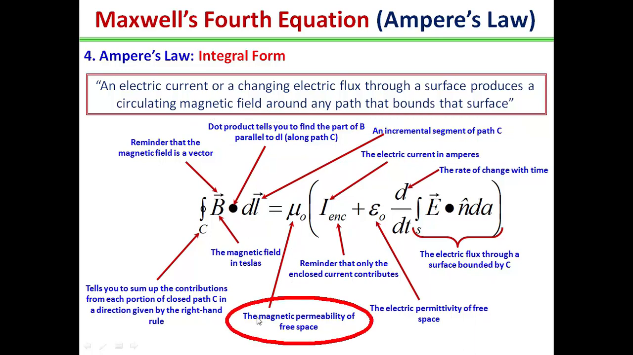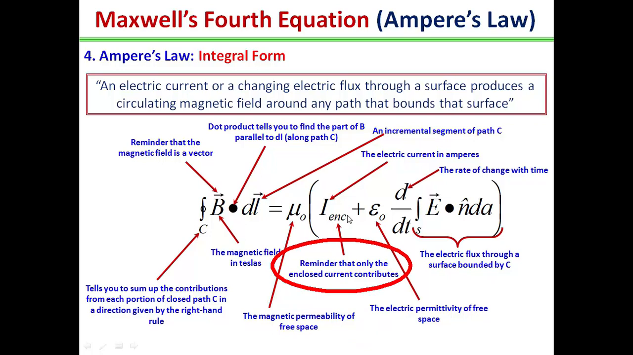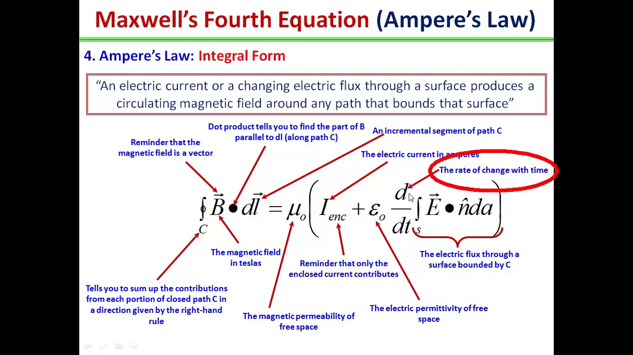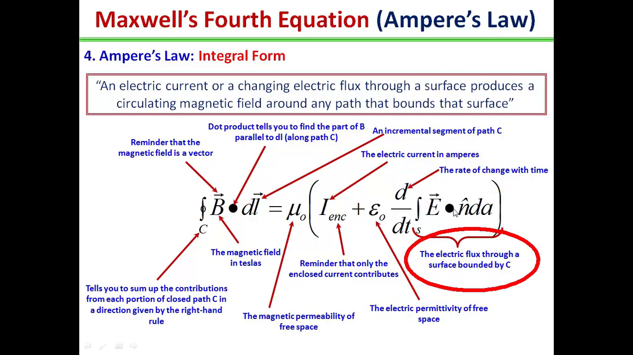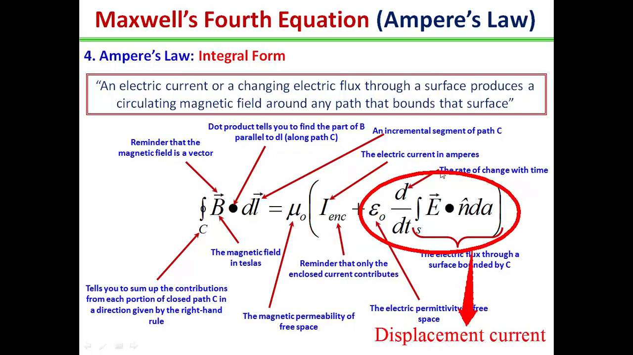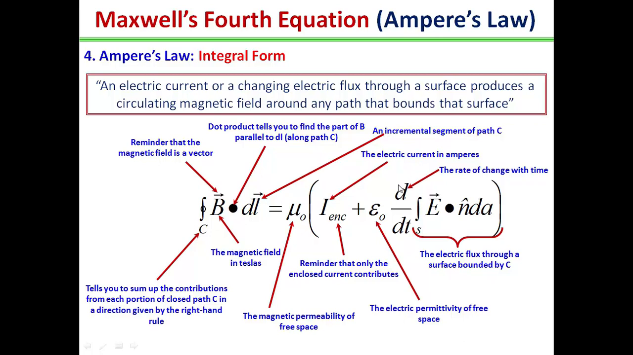Mu naught is the free space permeability, and I enc is the enclosed current whose contribution will be taken into account, and epsilon naught is the electric permittivity of free space. d by dt represents the rate of change with time, and the surface integral E dot n cap dA is basically the electric flux through a surface bounded by path C. So in this equation, the first term is the conduction current term and the second term is the displacement current term. We will discuss this in more detail later on.